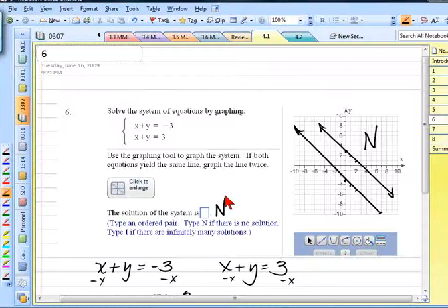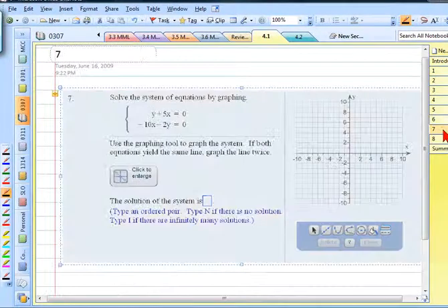The instructions tell me to either type an ordered pair, an N if there's no solution, or an I if there's infinitely many solutions, which obviously is coming up in another example. So is everybody okay with this? All right. Number 7.